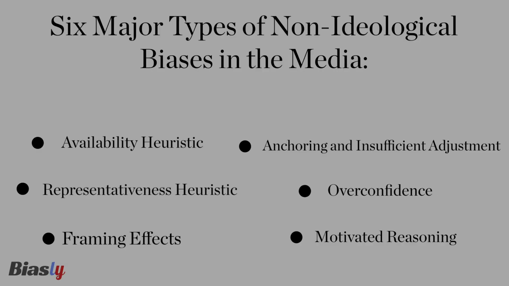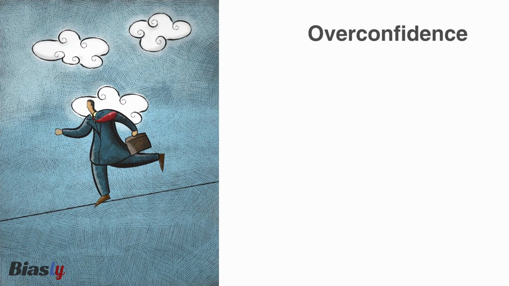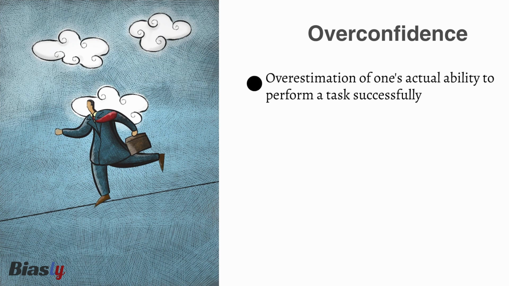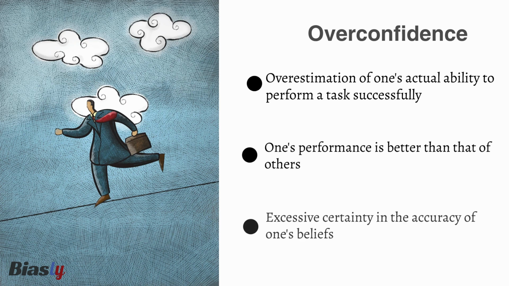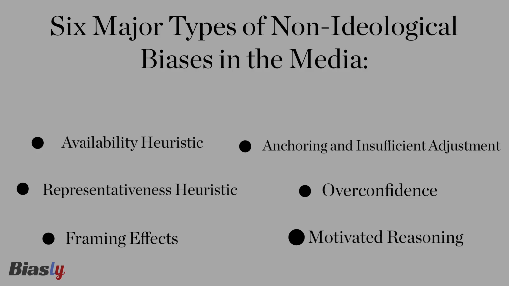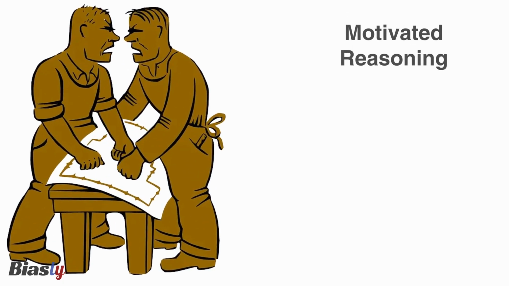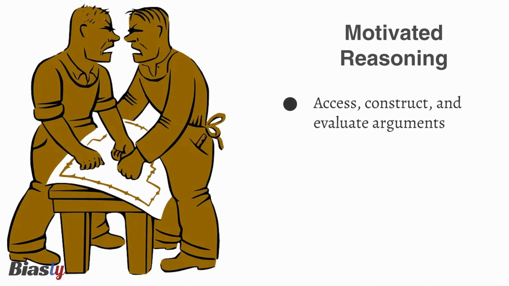Then, overconfidence, a cognitive bias characterized by an overestimation of one's actual ability to perform a task successfully, by a belief that one's performance is better than that of others, or by excessive certainty in the accuracy of one's beliefs. Lastly, motivated reasoning, a form of reasoning in which people access, construct, and evaluate arguments in a biased fashion to arrive at or endorse a preferred conclusion.